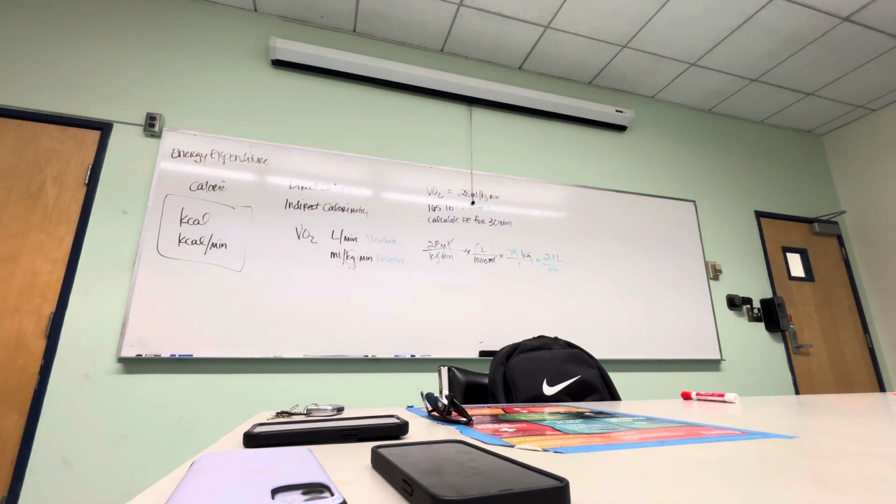Go ahead. In this case, would you also want us to specify for 30 minutes? Well, we haven't included that yet. Oh, okay. Right now, we're just at 2.1 liters per minute. We haven't gotten to energy expenditure yet. We just need it in liters per minute so that we can convert to energy expenditure.